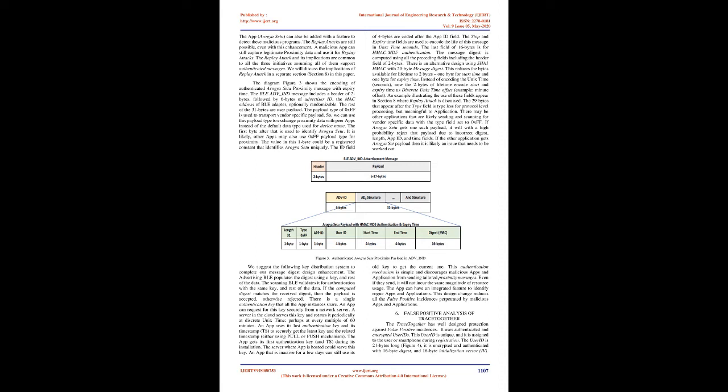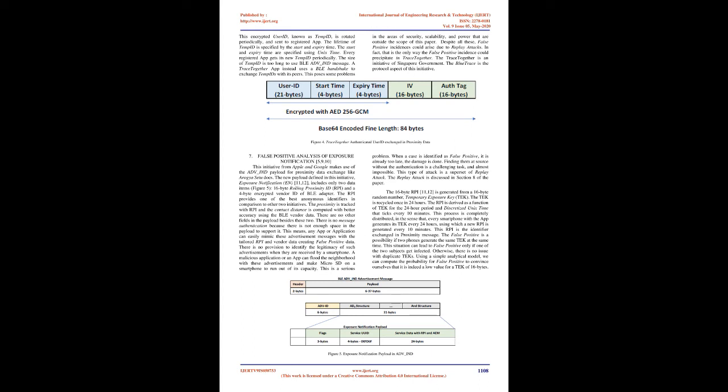This reduces the bytes available for lifetime to 2 bytes, 1 byte for start time and 1 byte for expiry time. Instead of encoding the Unix time in seconds, now the 2 bytes of lifetime encode start and expiry time as discrete Unix time offset, for example, minute offset. An example illustrating the use of these fields appears in Section 8 where replay attack is discussed. The 29 bytes that appear after the type field is typeless for protocol level processing, but meaningful to the application.